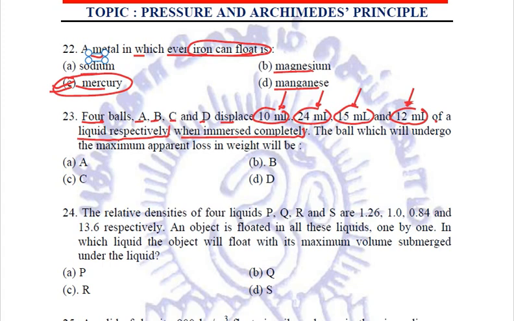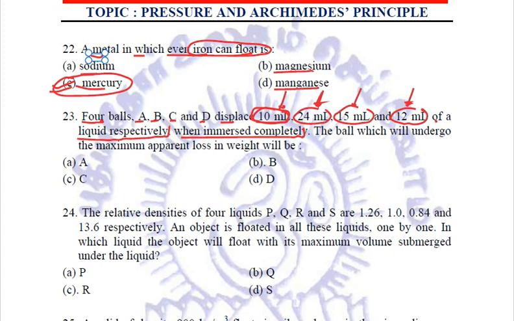Out of these we can see that ball A is displacing the minimum possible amount out of all these four, the minimum value of water displaced. That means it has the smallest volume. And ball B is displacing the maximum amount, which means it has the largest volume.